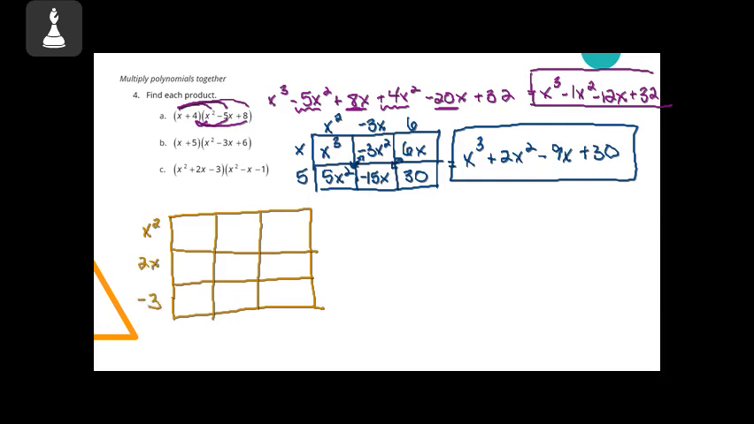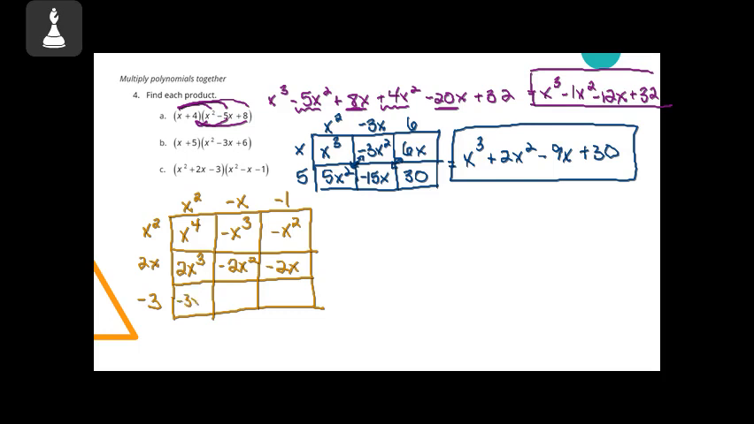So x squared times x squared, x to the 4th. X squared times negative x cubed. X squared times negative 1, negative x squared. 2x times x squared, 2x cubed. 2x times negative x, negative 2x squared. 2x times negative 1, negative 2x. I multiply everything by negative 3, so negative 3x squared. Negative 3 times negative x makes positive 3x, and negative 3 times negative 1 is positive 3.